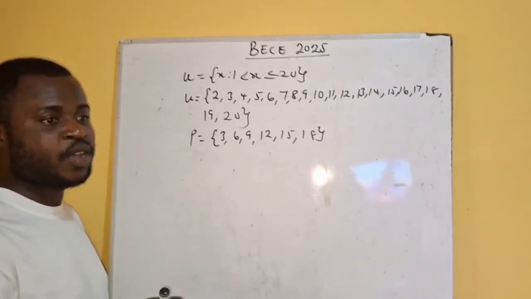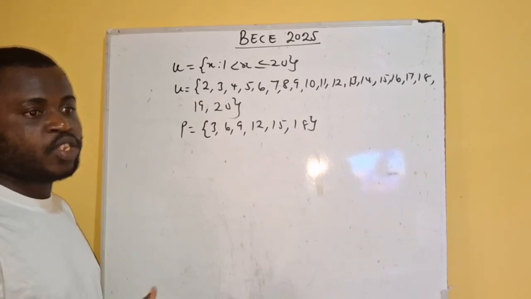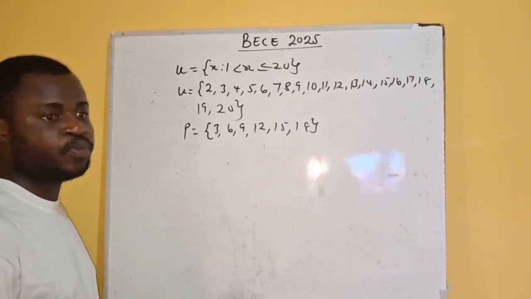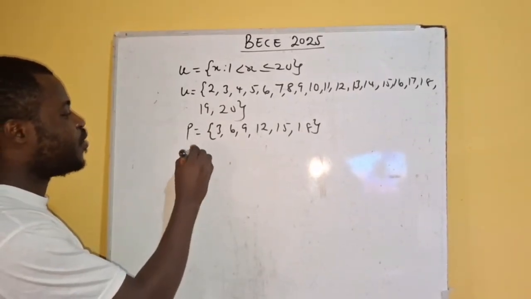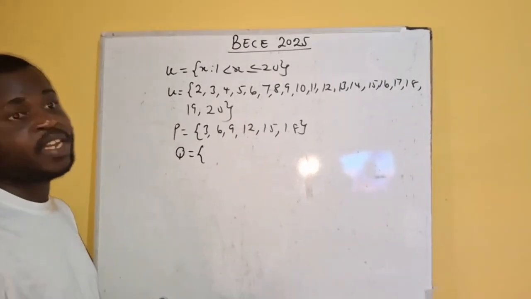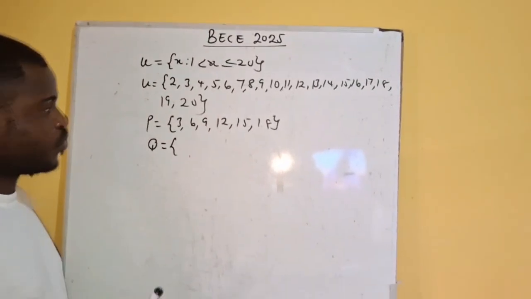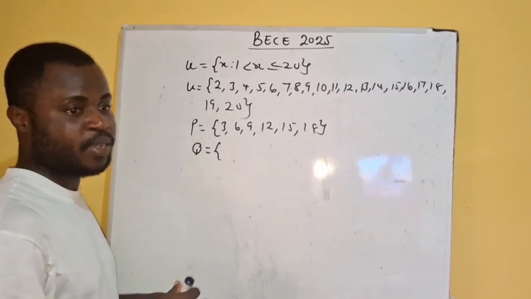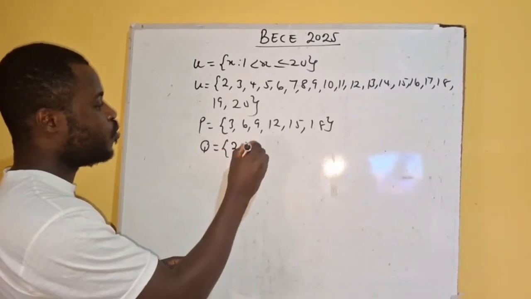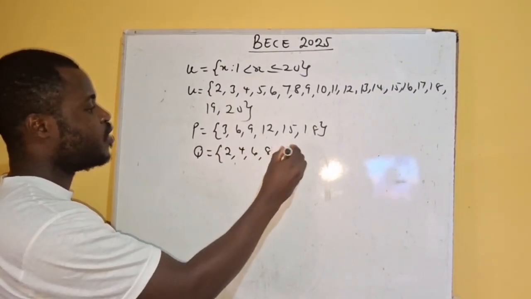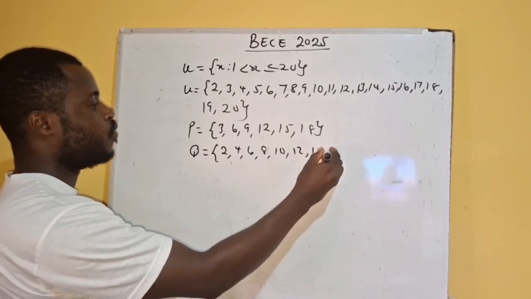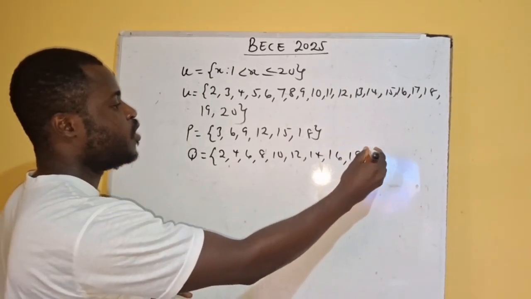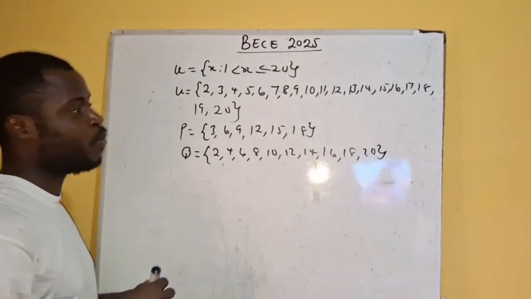Now, they are saying Q is positive even numbers. You know even numbers are divisible by 2. Alright, so let's list the positive even numbers. That will give us 2, 4, 6, 8, 10, 12, 14, 16, 18, and also 20. These are positive even numbers.